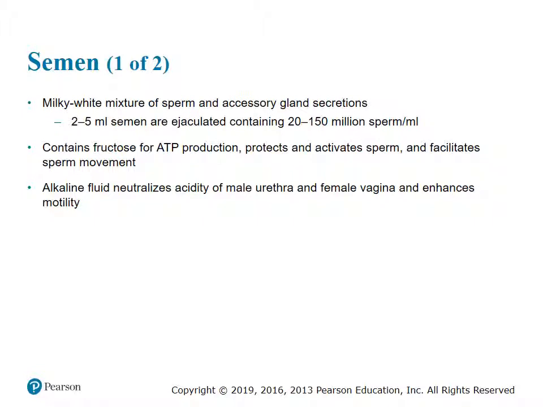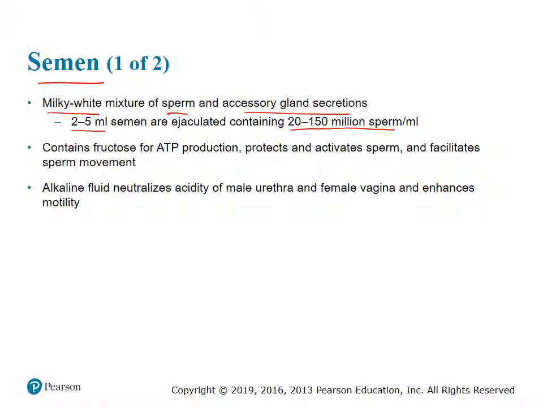Okay, so again, we're really talking about semen here, right? Semen is actually a milky white mixture of sperm and all of those secretions that we just talked about, right? So about 2 to 5 milliliters of semen is ejaculated, and believe it or not, in each of those milliliters, 20 to 150 million sperm per milliliter. And that's going to vary tremendously. That's why it's 20 to 150.